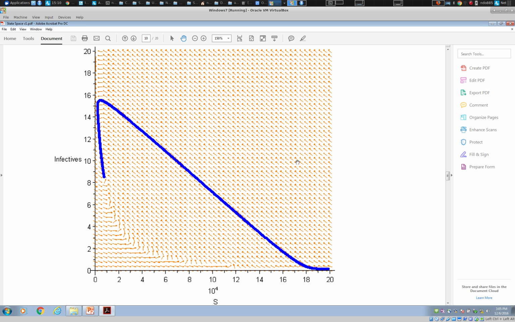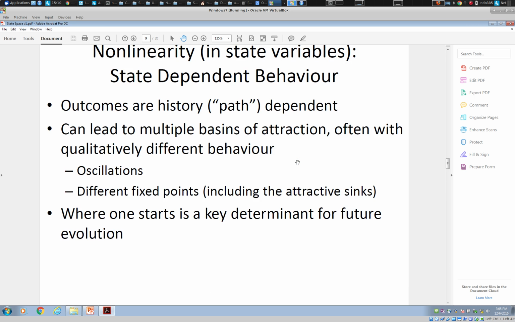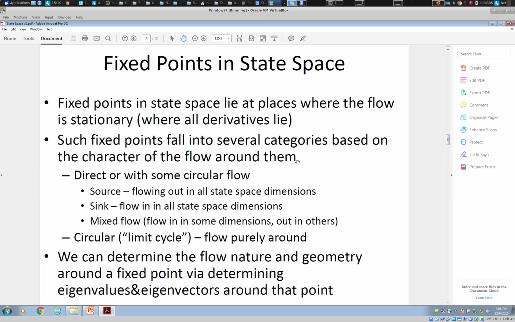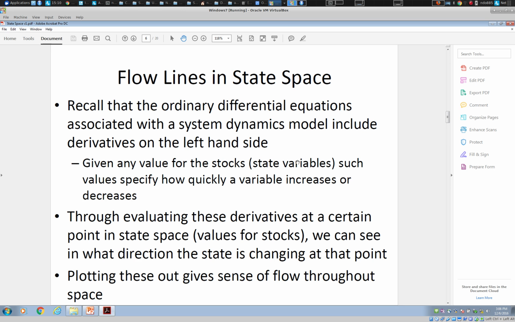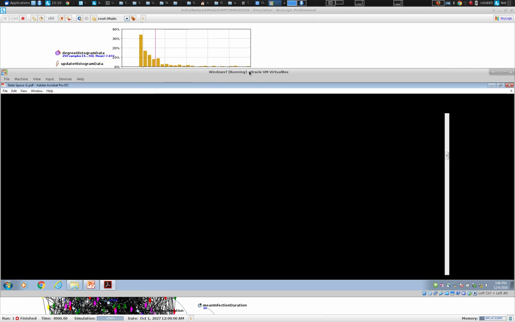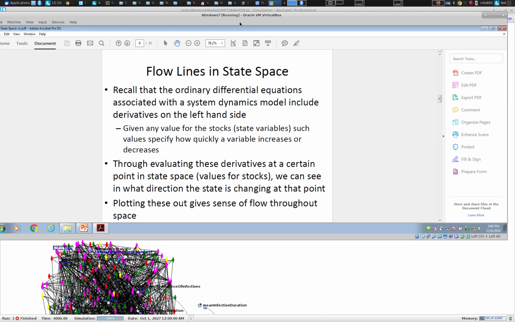Okay? So these are state space depictions, and it's quite useful to be able to depict this type of characterization when you can compute these things outright. Okay. So these are what might be called flow lines in state space. Okay. And they depict here.